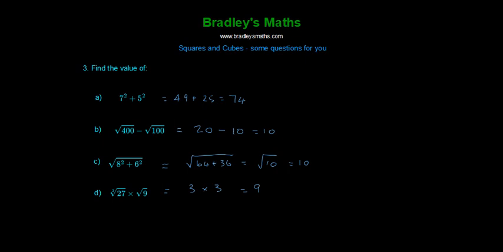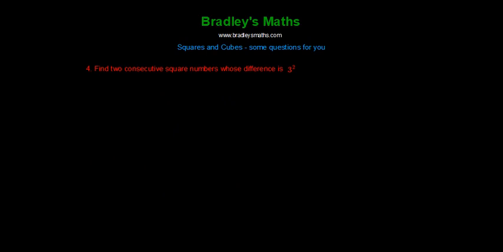Okay, let's move on. Find 2 consecutive square numbers whose difference is 3 squared. There are algebraic ways of doing this, but I'm not going to do them. I'm just going to do a straightforward, simple list. 1 squared is 1. 2 squared is 4, and the difference is 3.